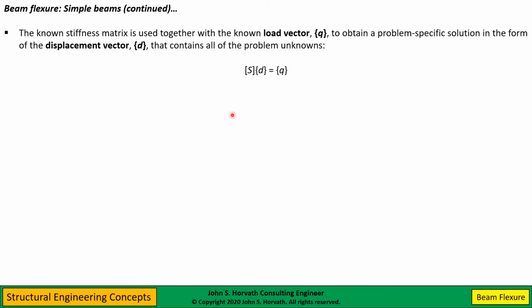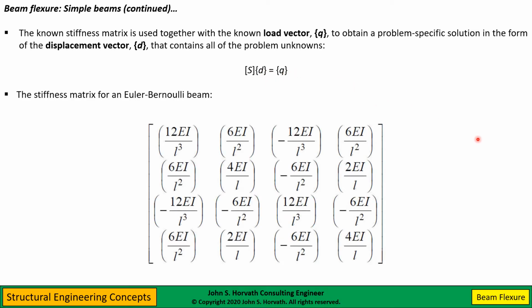So here's the formulation of a simple beam, or a beam in bending in general. The stiffness matrix, we have the displacement vector, which contains the unknowns, and the load vector Q. And here's the stiffness matrix for an Euler-Bernoulli or simple beam. Again, keep in mind compression is positive, and lowercase l here is simply the length of the structural member.